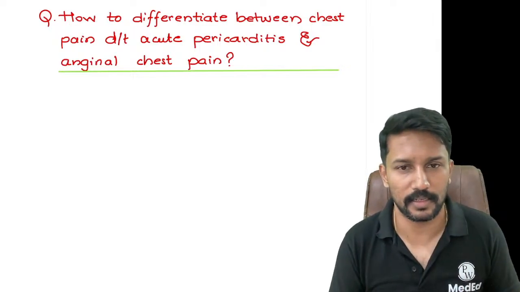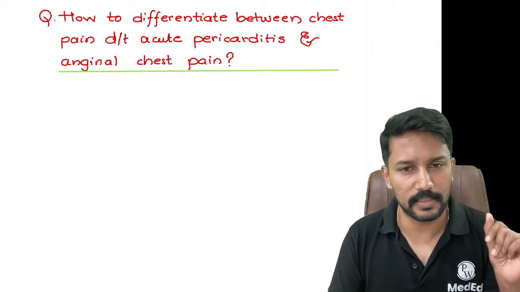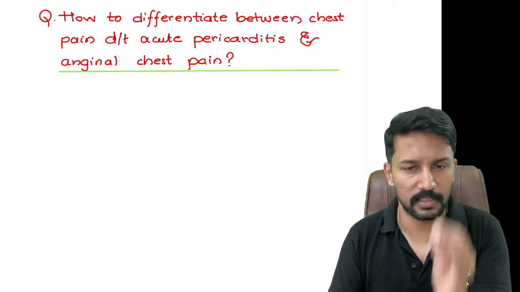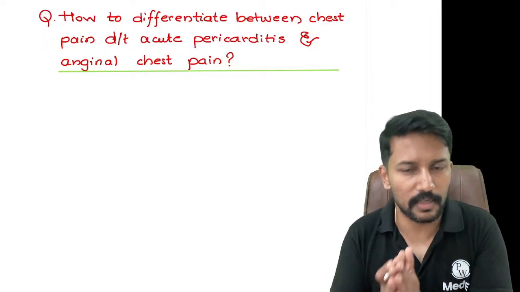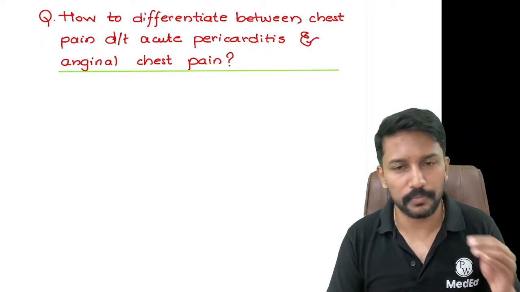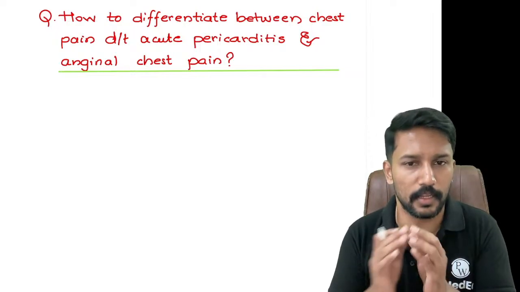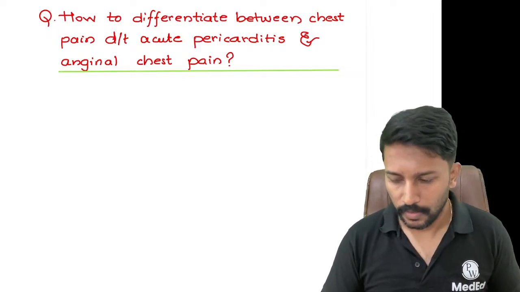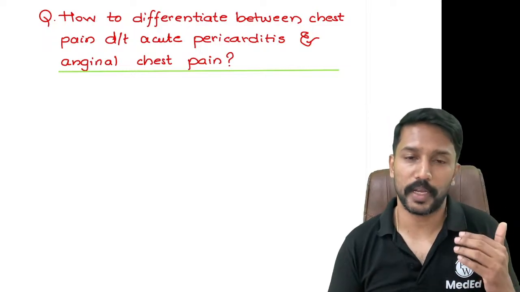Agar unstable angina lag raha hai, then follow the heart pathway, right? Quickly an ECG, ST elevation, STEMI. ST elevation nahi hai, right? But ECG mein kuch changes dikh rahe hain, toh shayad it is non-ST elevation MI. And if ECG is fully normal, even then look at the heart score, follow the pathway that will take you to the diagnosis.